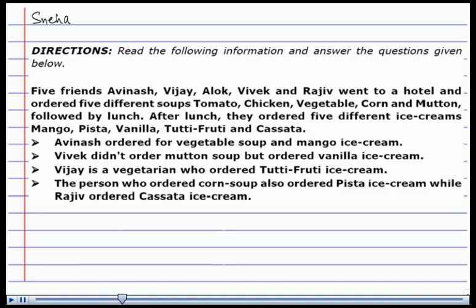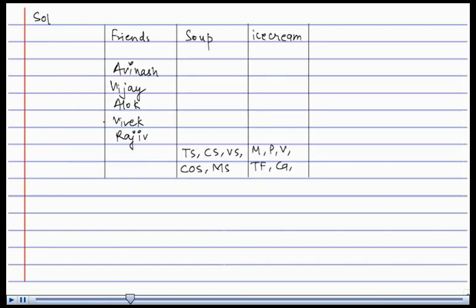Let us first try to convert this caselet into a tabulated structure as shown below. We have the first column of friends, that is Avinash, Vijay, Alok, Vivek and Rajiv. Soups, that is tomato soup denoted by TS, chicken soup denoted by CS, vegetable soup denoted by VS, corn soup denoted by COS and mutton soup, that is MS. Similarly, we have ice creams, that is M stands for mango, P stands for pista, V stands for vanilla, TF stands for tutti frutti and CA stands for cassata.